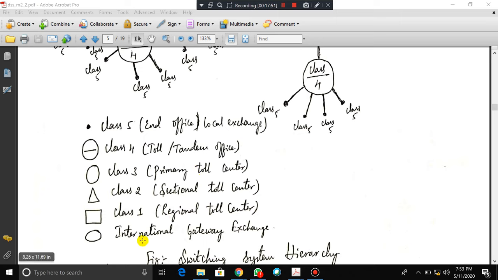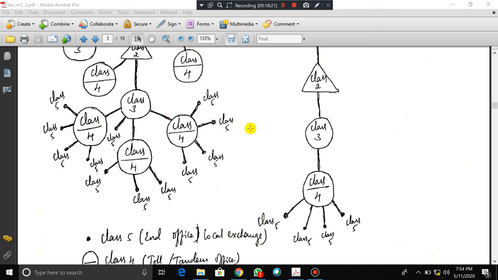This shape is indicating the international gateway exchange for making an international call from one country to another country. Class 1, they call it the regional toll center. Class 2, the sectional toll center. Class 3, the primary toll center. And class 4, they call it the toll or tandem office. And class 5, like a big dot, that is the end office or local exchange. That means usually the subscriber has a connection from the local exchange. That we call the end office, also by another name.